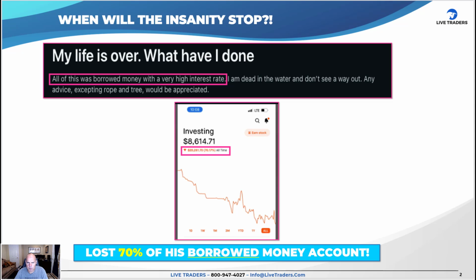These are sad. This person is down 70% in their account. Lost 70% of his borrowed money account, and it says with a very high interest rate. I know it's cliche, and you've heard it before, but guys, don't trade with money you can't afford to lose. If you borrowed money at a high interest rate to do this business, something's wrong, right? Because you don't have the experience and the knowledge.